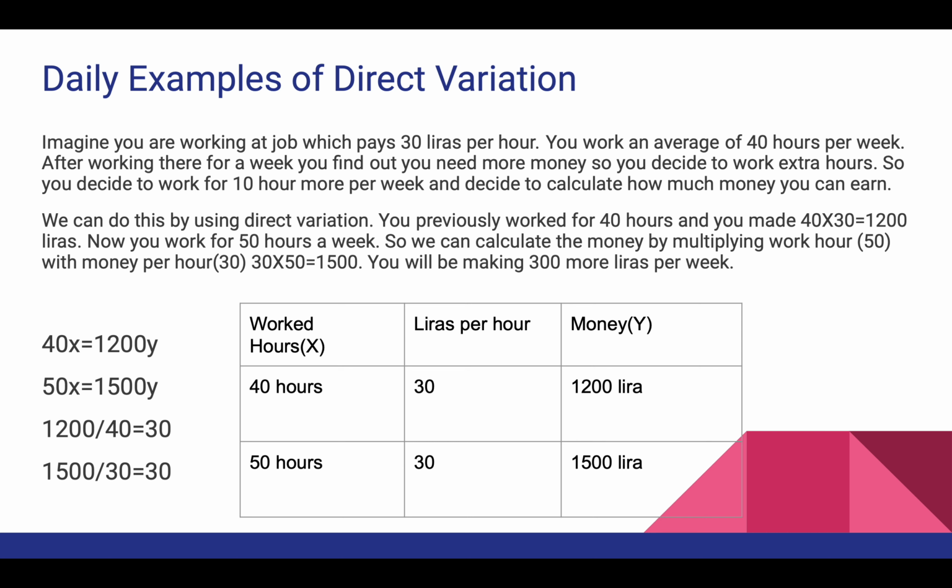We can do this by using direct variation. You previously worked for 40 hours and you made 1200 liras. Now you work for 50 hours a week. So we can calculate the money by multiplying work hours, 50, by money per hour, 30 liras, which equals 1500. You will be making 300 more liras per week. As well, we can find the constant by dividing y by x, which equals the same as liras per hour.